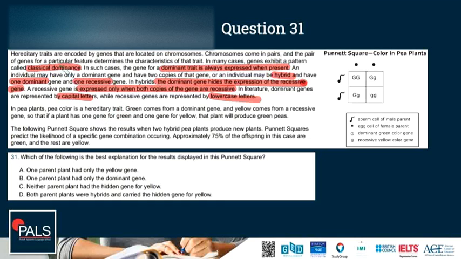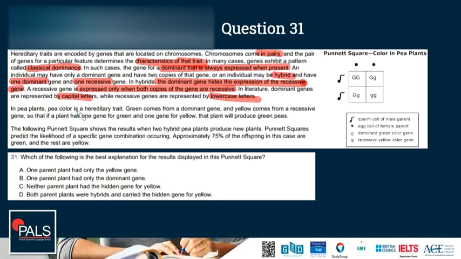So what we are told here is that, again, first sentence, hereditary traits are encoded by genes that are located on chromosomes. Chromosomes come in pairs. That means for every gene we have 2 versions. So the pair of genes for a particular feature determines the characteristics of that specific trait. Now, genes in classical dominance patterns, we have 2 versions of the gene, a dominant and a recessive one. If the dominant is present, it will always be expressed. The recessive one will only be expressed if there is no dominant version of the gene present.